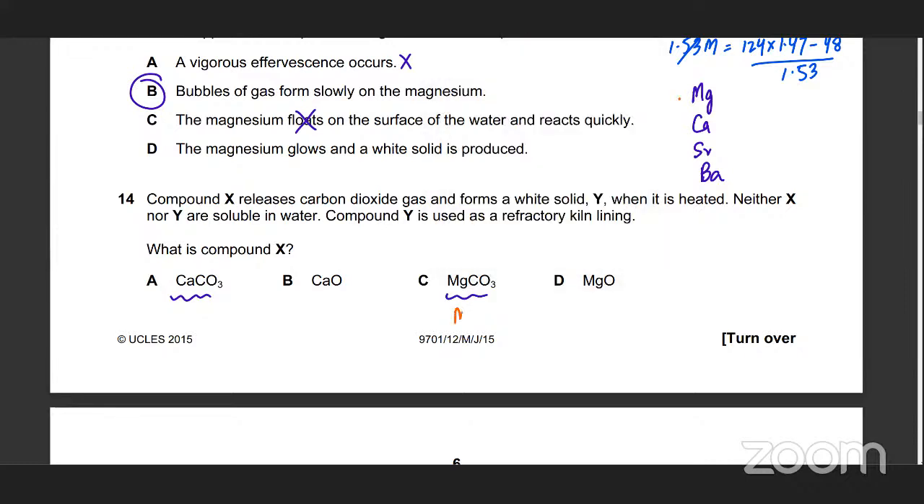That's going to be MgO plus CO2, और यहाँ पे क्या होगा? That's going to be CaO plus CO2, right? So that's the white solid. And he's saying that neither X nor Y is soluble in water. MgO for sure is not soluble in water. Calcium oxide is partially soluble. Or remember, MgO is a ceramic material.